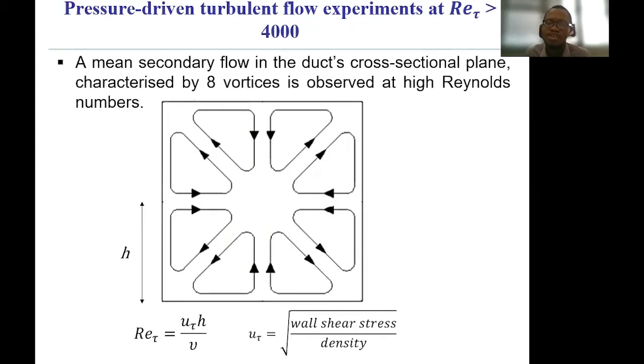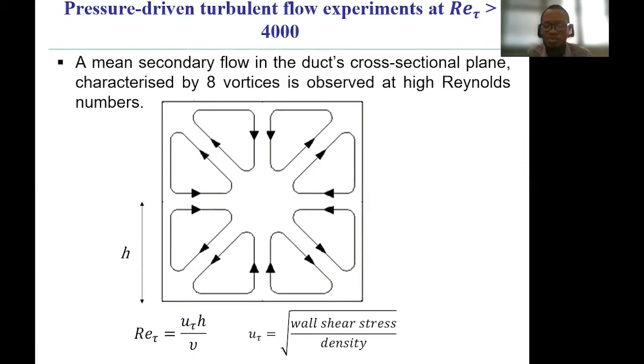But before we continue, let us take a step back and consider the pressure-driven flow in a square duct. Experimental studies have been carried out at relatively large Reynolds numbers. So we have shear Reynolds number greater than 4,000. And let me define the shear Reynolds number. It is defined in terms of the friction velocity U tau, the half height of the duct, and kinematic viscosity, where U tau is the wall shear stress divided by the density.